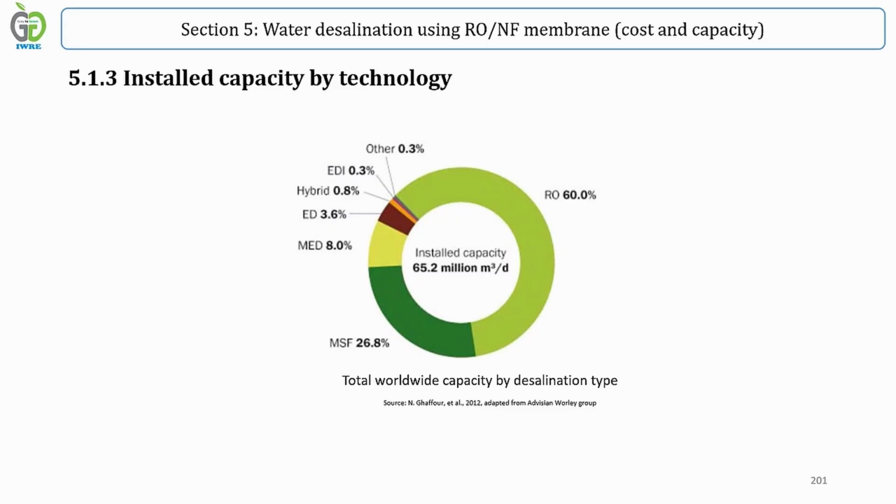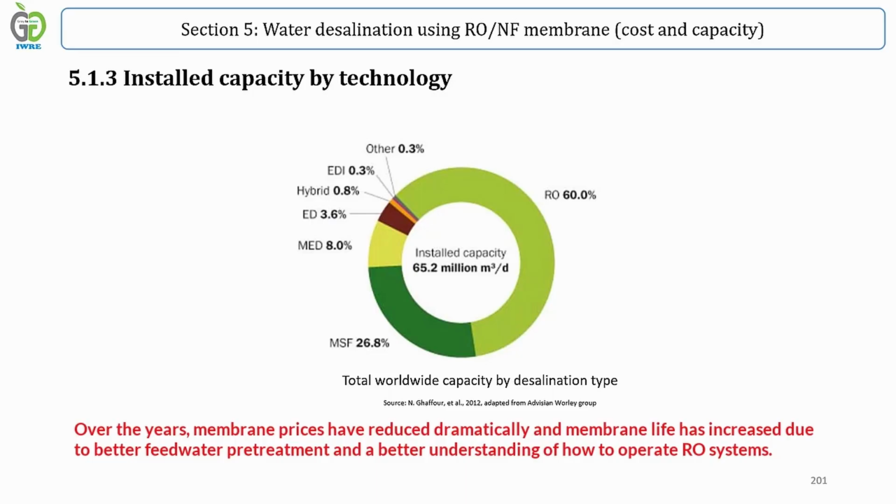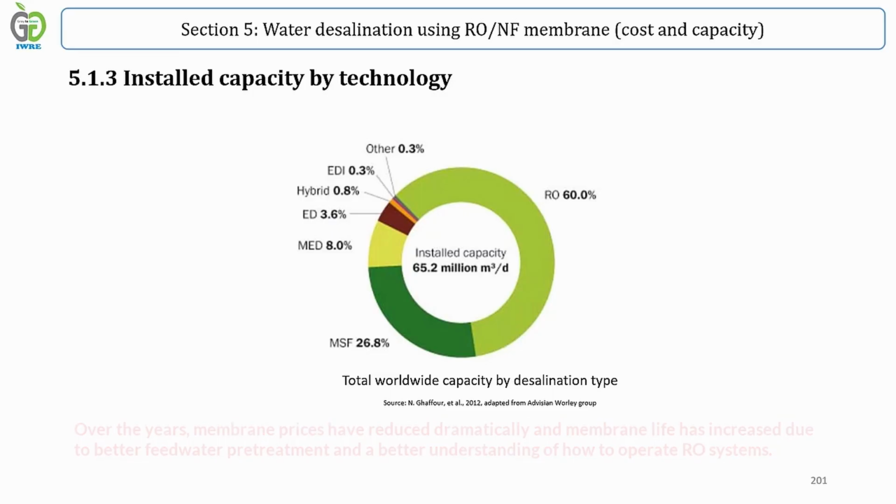This figure shows installed capacity versus technology. The predominant type of desalination technology used today is reverse osmosis. The use of reverse osmosis has been a trade-off between low operation and maintenance costs versus high capital costs. Over the years, membrane prices have reduced dramatically and membrane life has increased due to better feedwater pretreatment and a better understanding of how to operate reverse osmosis systems.